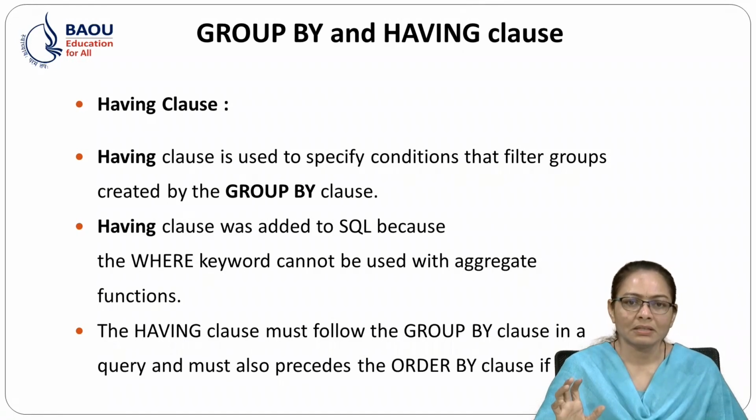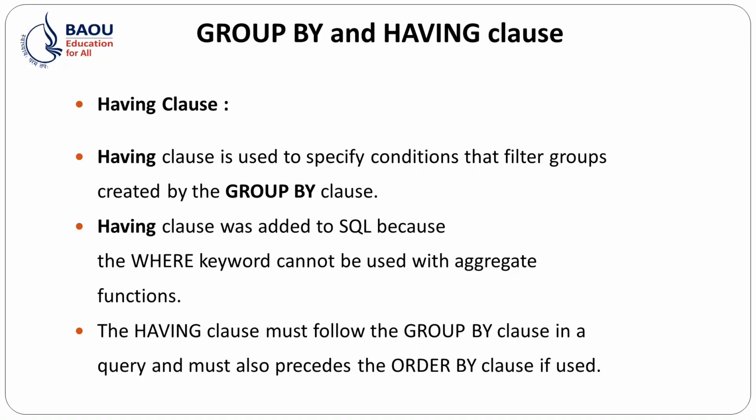Now, the having clause was added to SQL because the where clause cannot be used with aggregate functions. Aggregate functions like count, max, min, sum, average are used on a group of data. These aggregate functions we cannot use with the where condition. They are used with the having clause. So all the aggregate functions and the having clause are used with the group by.